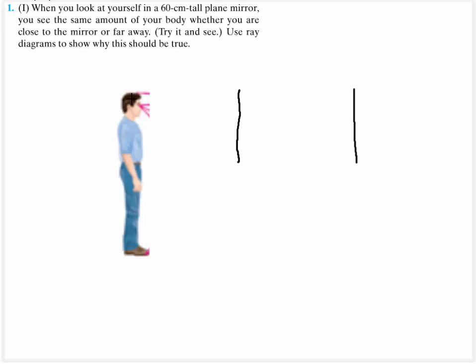Some sample problems for chapter 23. So you look at yourself in a mirror. Here's going to be a mirror being relatively close, and here's a mirror that's going to be relatively far away.